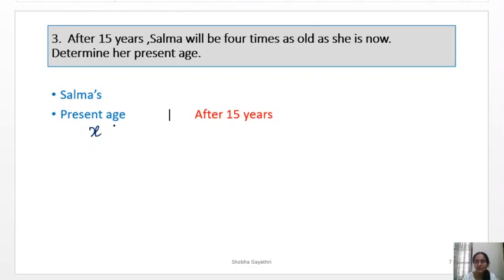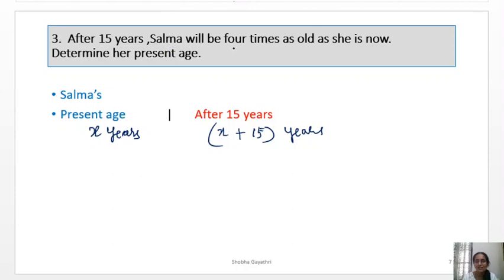Now Salma's present age is x. After 15 years, her age will be x plus 15 years. Let it be x years. Now how are they related? We got Salma's age as x, present age. After 15 years, her age will be, it is very easy, you have to add 15 to the present age, x plus 15 years.